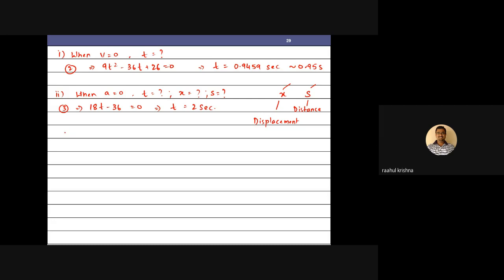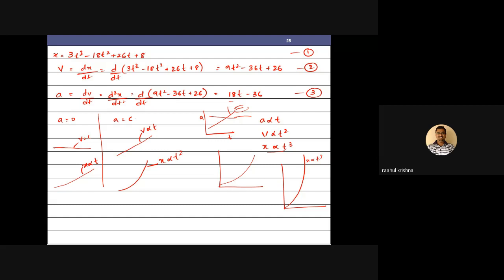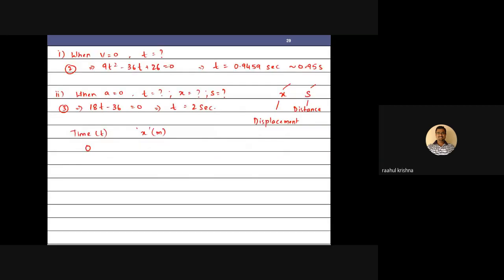Now, firstly, I have time, which is an independent quantity. Then I have my x, the displacement at that particular time, right? So initially when t equal to 0 seconds, my x is 3t cube minus 18t square plus 26t plus 8. So when t equal to 0, I have one value remaining, so I'll be getting my initial displacement x as 8 meters.